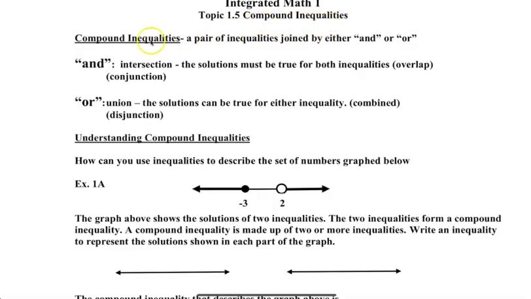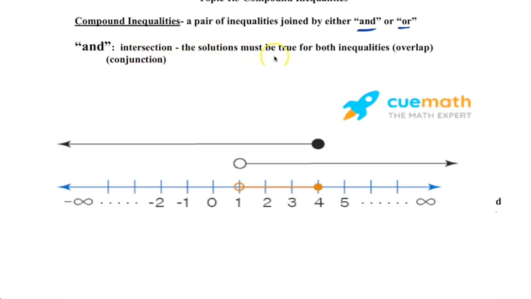Compound inequalities. A compound inequality is a pair of inequalities shown by either an AND statement or an OR statement. That's what makes these a compound. Let's talk about each one in general. An intersection is when the solution must be true for both of them.